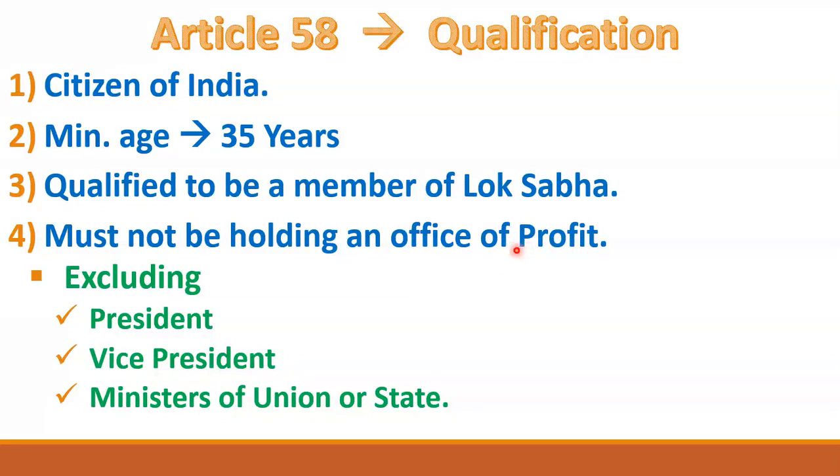Okay, so if a person wants to become the president of India, then he must not be holding any office of profit. After that, friends, these offices written here in green color are not included as the office of profit for the election of president. Means if a person is already a president of India, vice president of India, any minister in union government or state government, then these offices are not considered as the office of profit for the election of president. Means these persons can also contest in the election of the president.